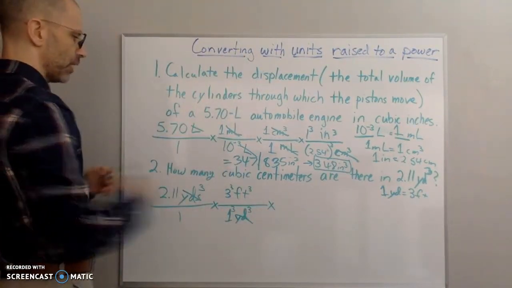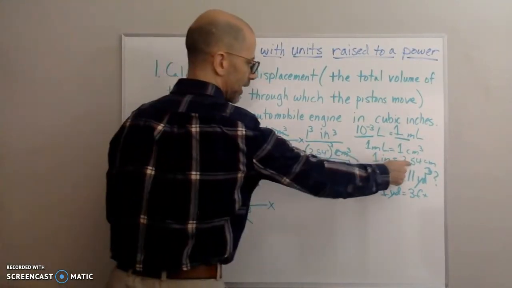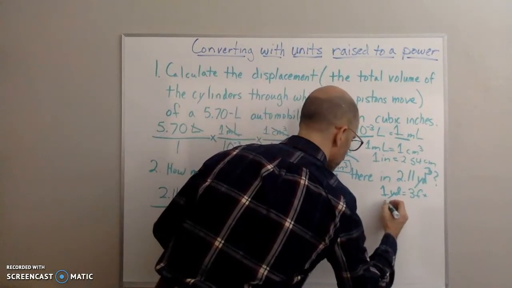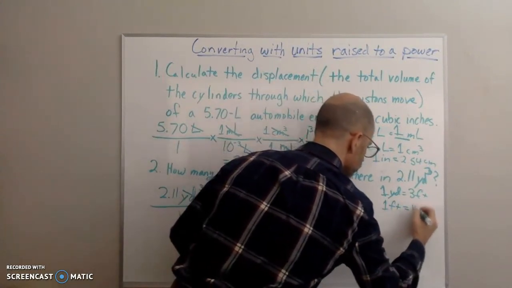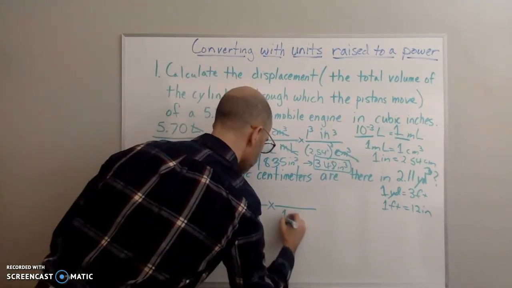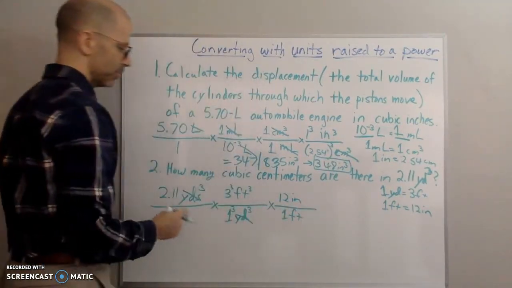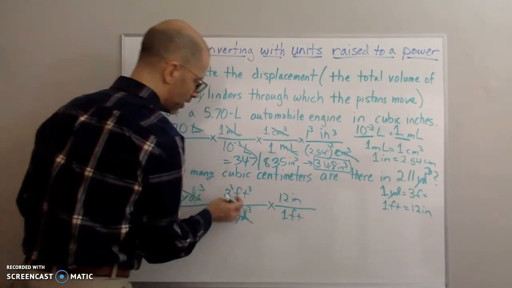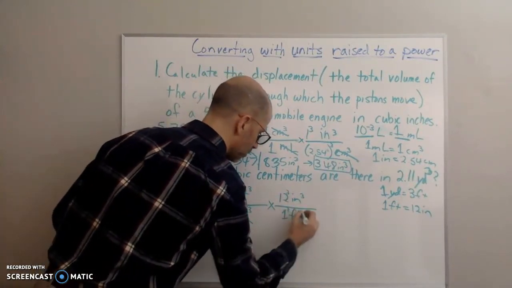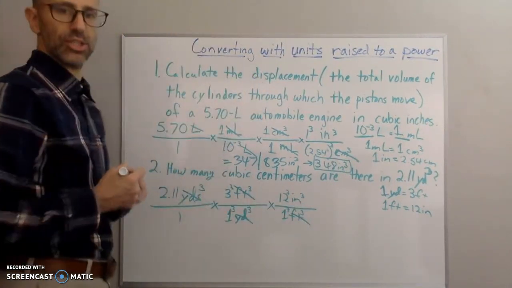Now I need centimeters cubed, so now I can go from feet. If I can get to inches, then I can go to centimeters, right? So I want to get feet to inches, so I'm going to convert 1 foot equals 12 inches. So now 1 foot goes on the bottom, 12 inches on top. I need the cubed units, so now I can cube everything on the top and bottom. So cubed feet cancel out. Now I have inches cubed.